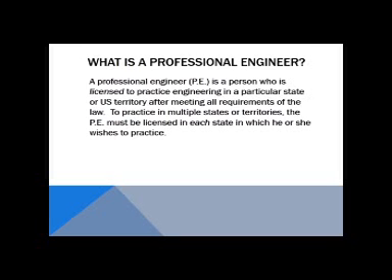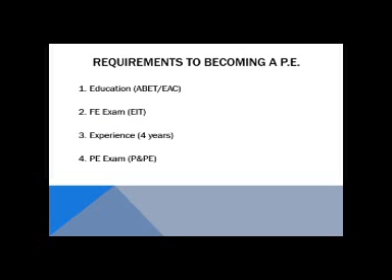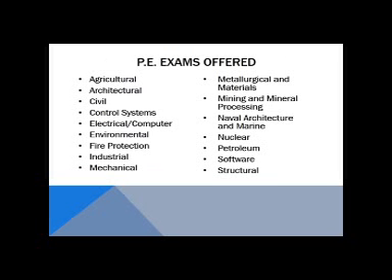So, requirements to becoming a PE. First, you have to have a bachelor's degree in engineering from an ABET accredited university or college, and pass your FE exam, and have at least 4 years experience in the industry, and pass your PE exam. There are more PE exams offered than there are for the FE. So there's agricultural, architectural, civil, control systems, many more.